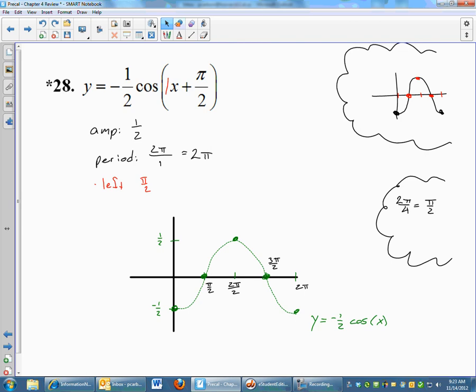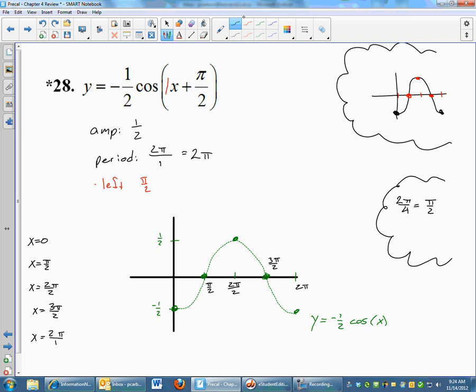One of the ways I showed you is to list all of your x coordinates. This point right here is an x coordinate of 0. This coordinate right here is an x coordinate of pi over 2. And then I have an x coordinate at 2 pi over 2. An x coordinate of 3 pi over 2. And an x coordinate of 2 pi.